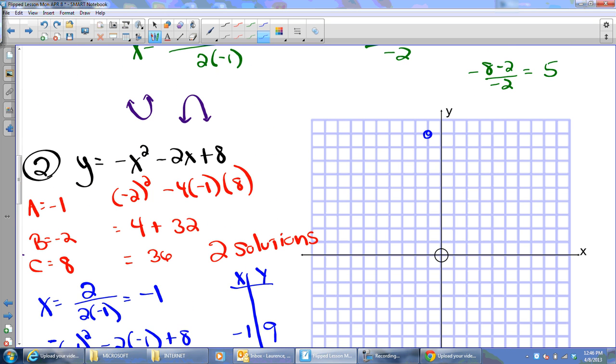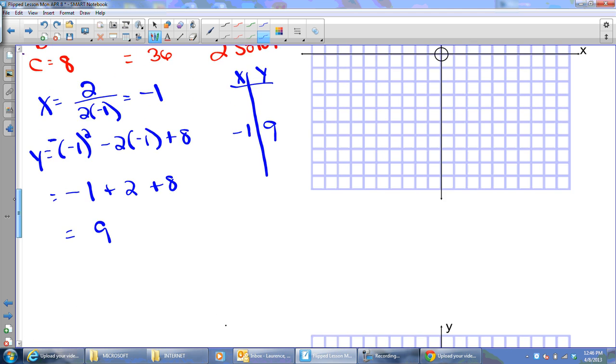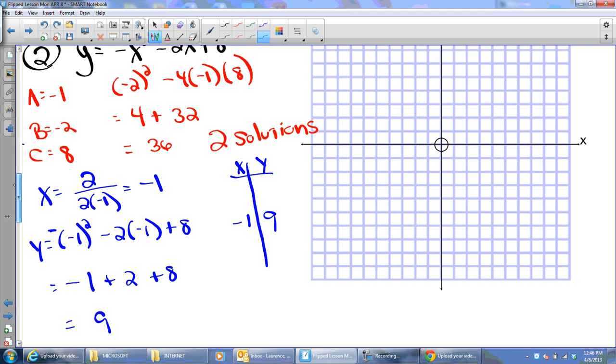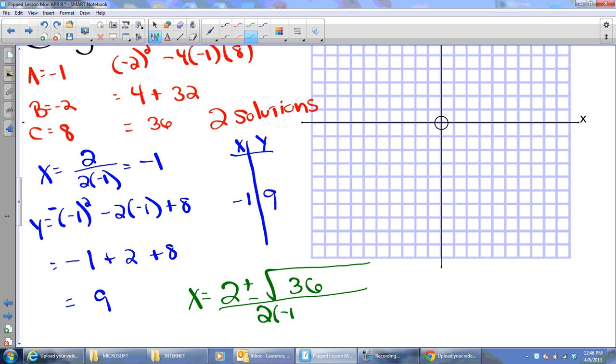So that's going to be right here. Now we know there's going to be two solutions, and the vertex is above the x-axis, so I think it's safe to say that this one's going to open downward. But let's go find our solutions. And I'll use the quadratic formula. So x equals negative b plus or minus the square root of b squared minus 4ac all over 2a.